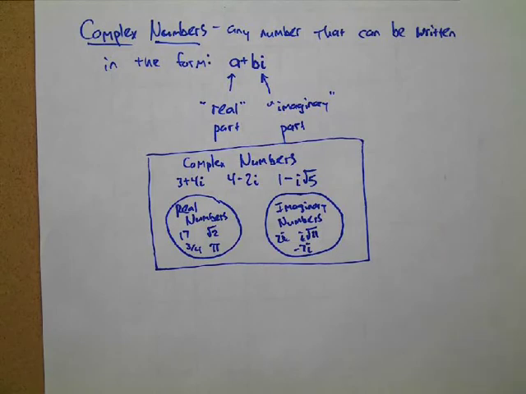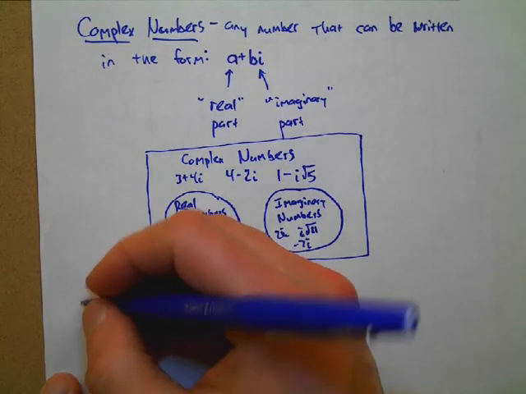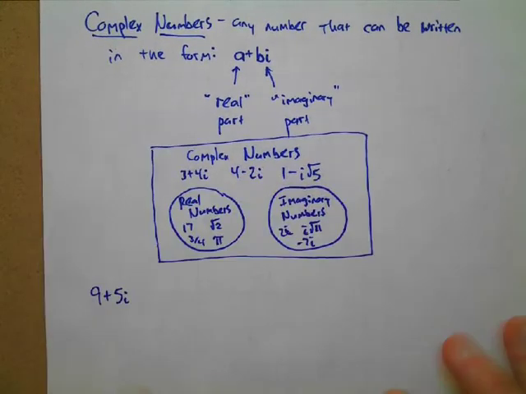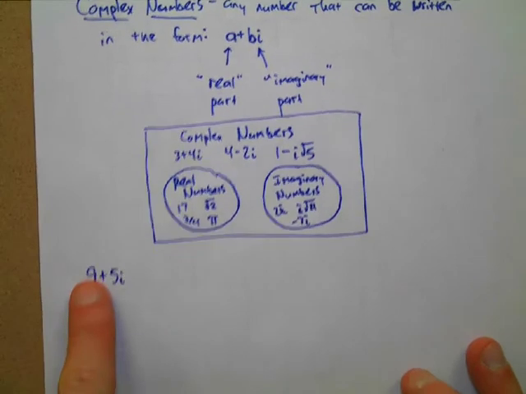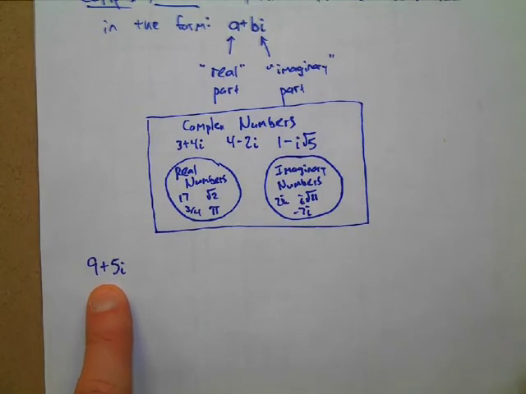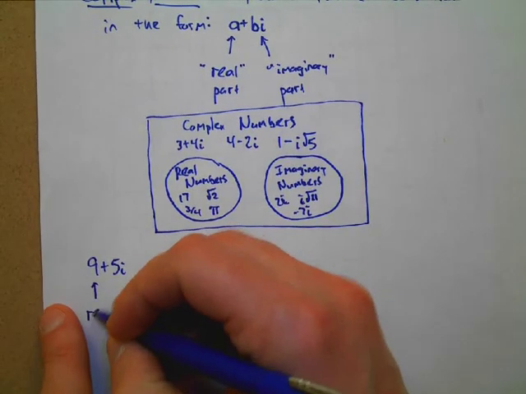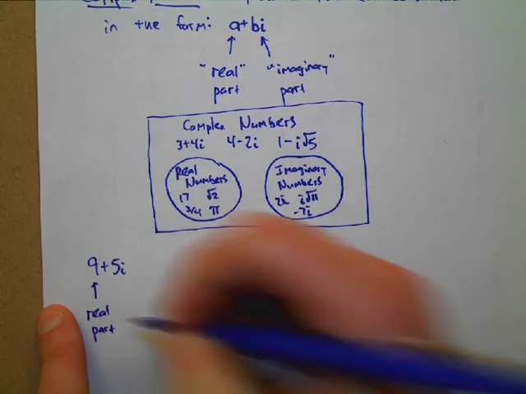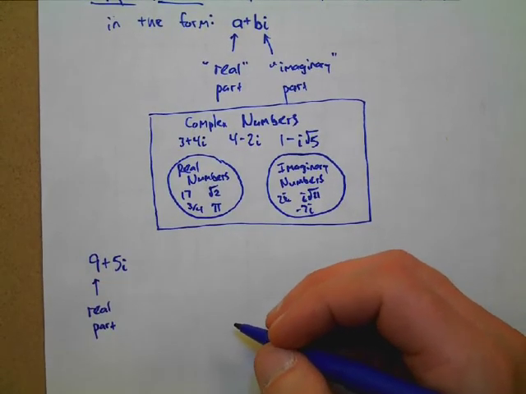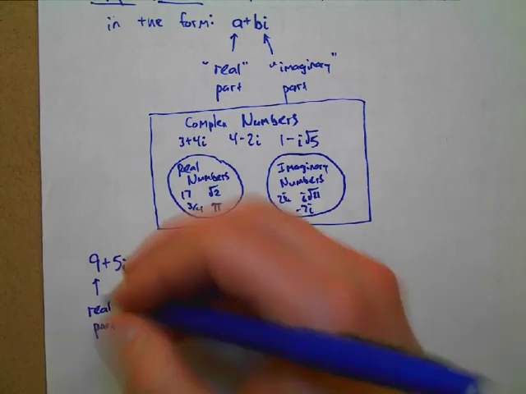So let's just identify. Let's take a look at this, right? What's the real part of this complex number here? 9. That's the real part. What's the imaginary part of this complex number? 5i. Yeah, the 5i.